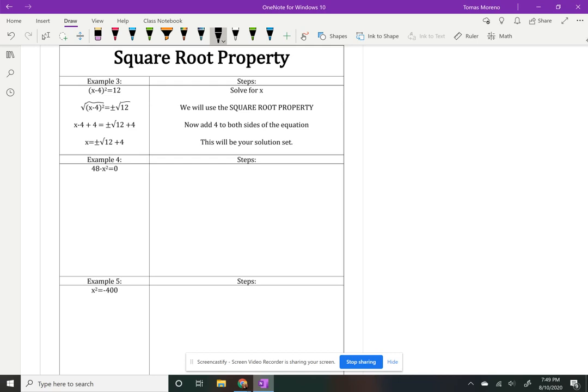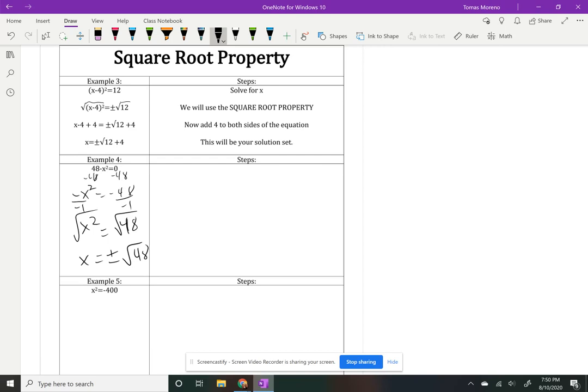Again, you can write the steps to the side as I go. I'm just going to do the math. I'm going to subtract 48 from both sides. So now I have negative x squared equals negative 48. I don't want this negative, so I'm going to divide by negative 1. So x squared equals 48. Then I take the square root, but remember, when I take the square root, I have to put the plus or minus in front.